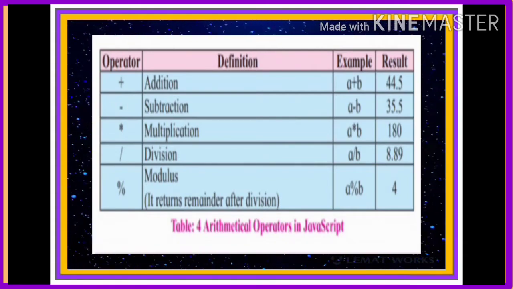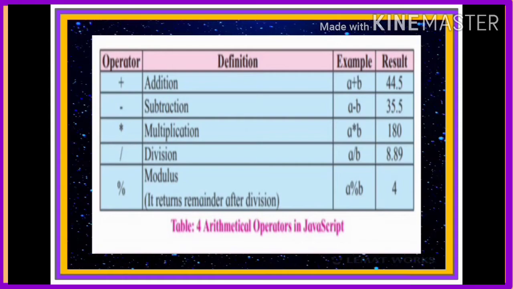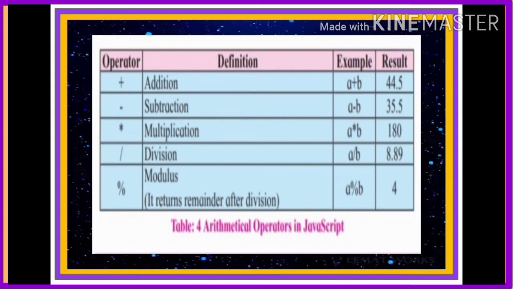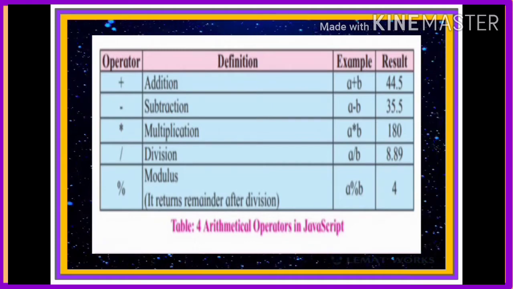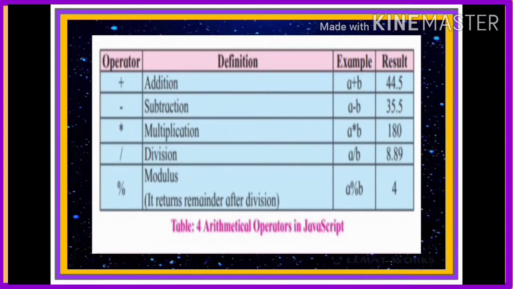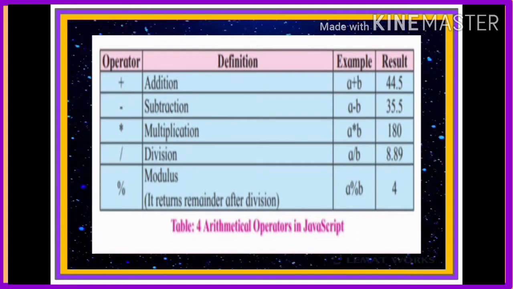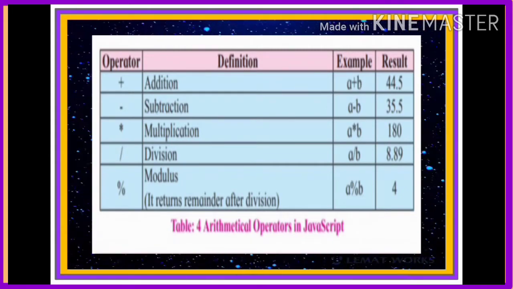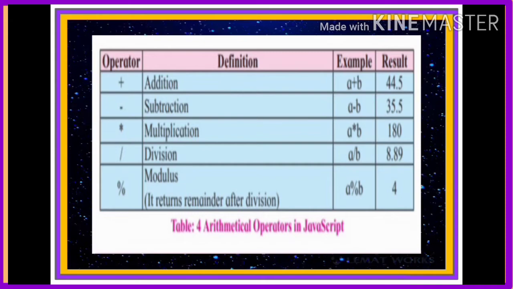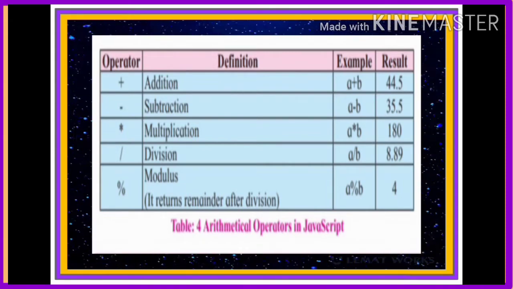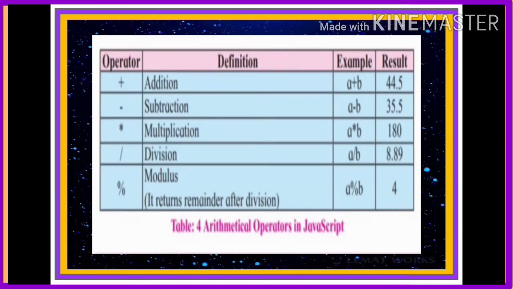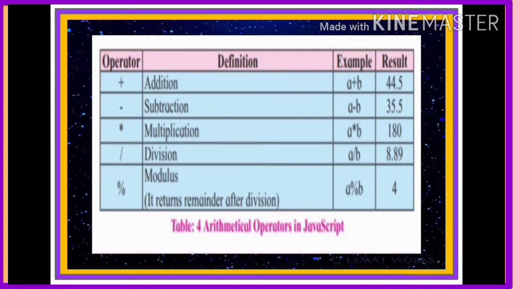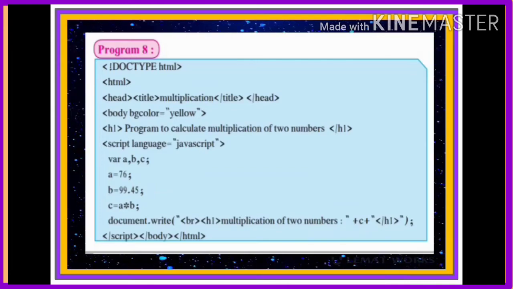If you consider a equal to 40 and b equal to 4.5, the result is a plus b equal to 44.5, a minus b equal to 35.5, a into b equal to 180, a divided by b equal to 8.89 and a mod b, a percentage b equal to 4. So these are the arithmetic operators in JavaScript. Let's see one example of arithmetic operator.